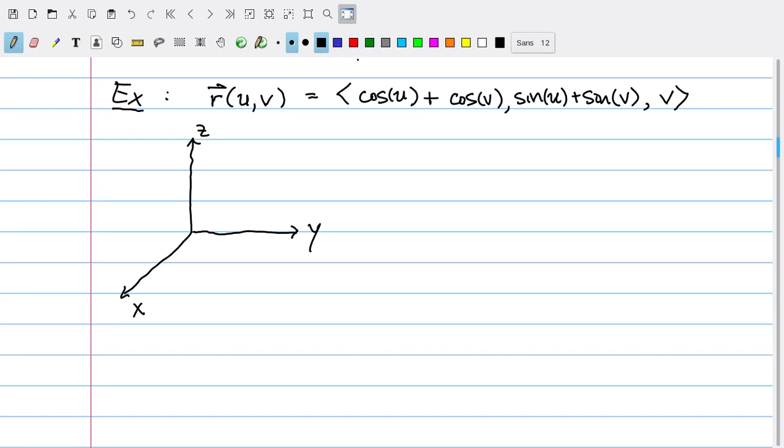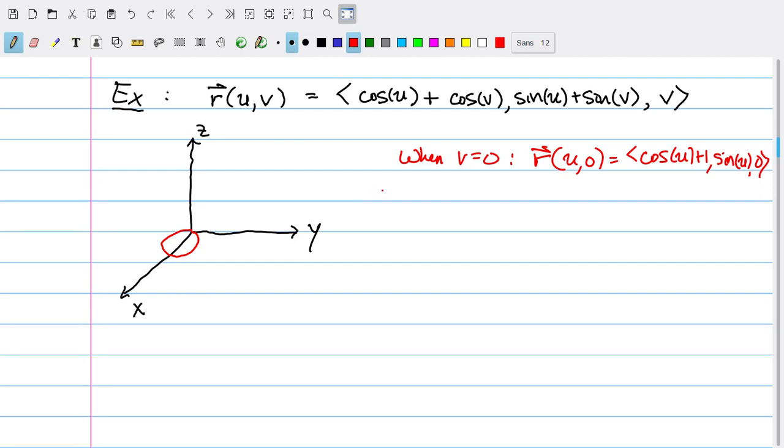But what I can do here is choose a specific value of v, such as v equals 0, and see what u does for that fixed value of z. So when v is equal to 0, I get the equation of a certain curve on my surface. This curve is given by r of u, 0 equals cosine u plus 1, sine u, and 0. And this is actually a parametric equation describing a circle in the xy plane. It's not a circle centered at the origin, but a circle centered at the point (1, 0) of radius 1. So let me draw that circle in here like this.